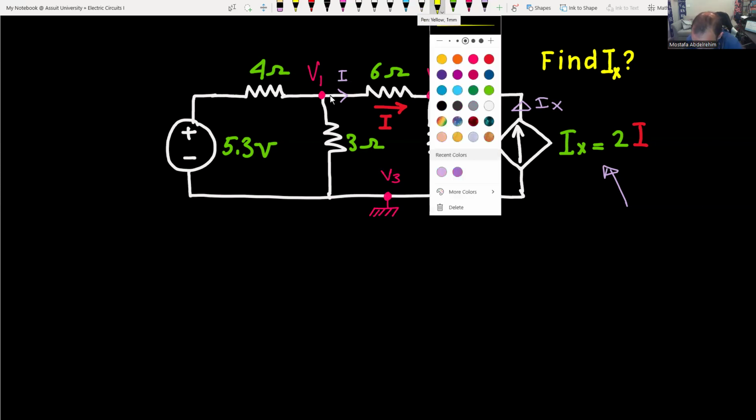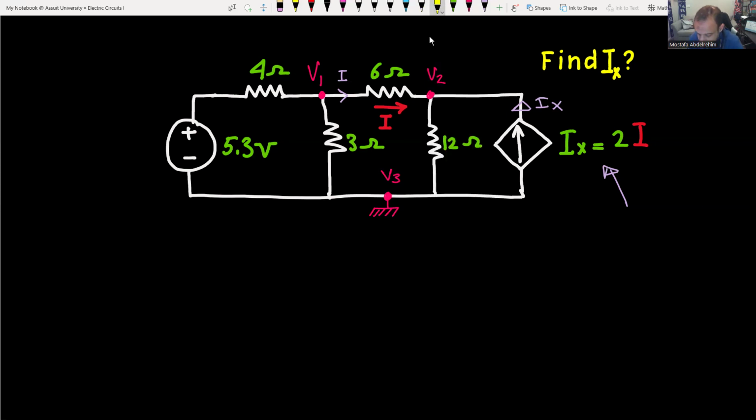So the third step is to choose one of the nodes and write Kirchhoff's current law at that node. Let's start with V1. We assume all the currents at V1 are going out of V1. So a current like that, we have I already, and a current like that. Let's call them I1, I2, and I. I1 is leaving V1 and going to that node here.